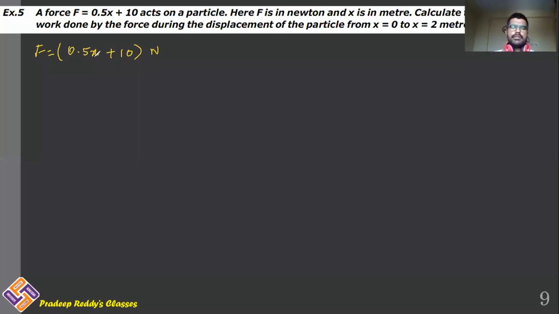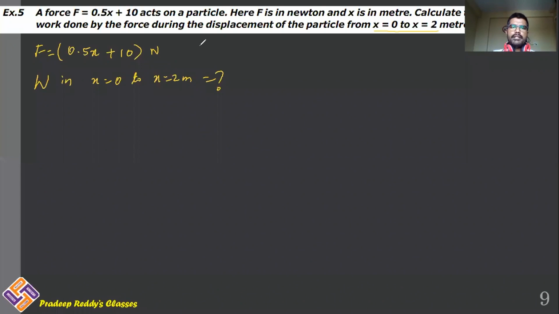A force F is equal to 0.5x plus 10 Newton is given, where F is in Newton and x is in meter. Calculate the work done by the force during the displacement of the particle from x is equal to 0 to x is equal to 2 meter. You want to find out the work done by the force during the displacement from x is equal to 0 to x is equal to 2 meter. Work done from x is equal to 0 to x is equal to 2 meter is equal to how much? This is what you want to find out.